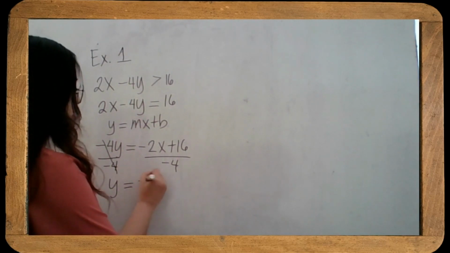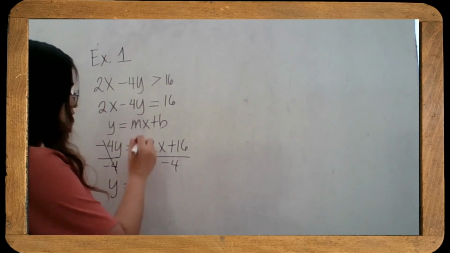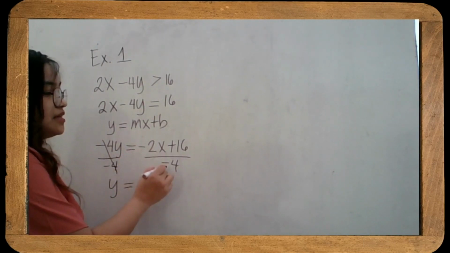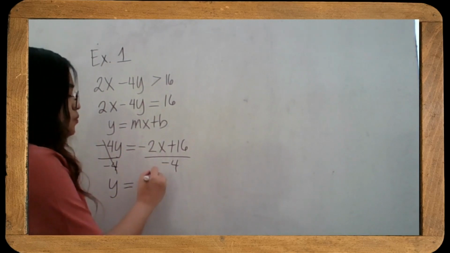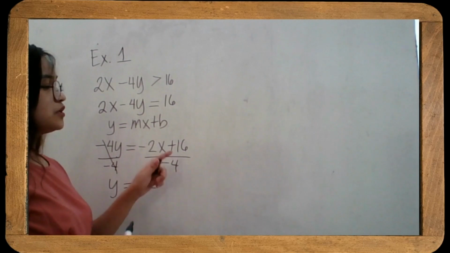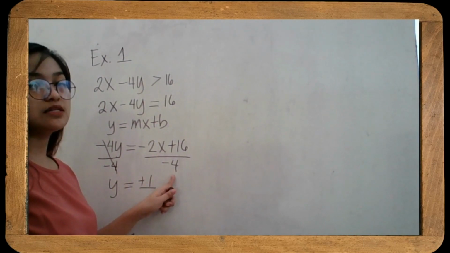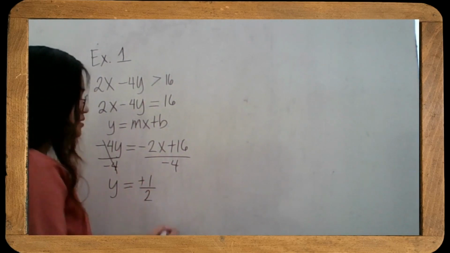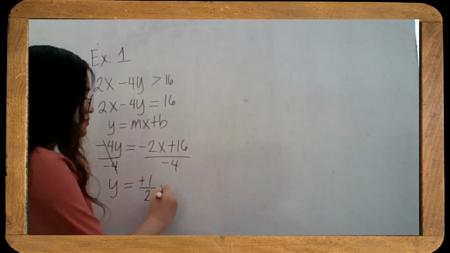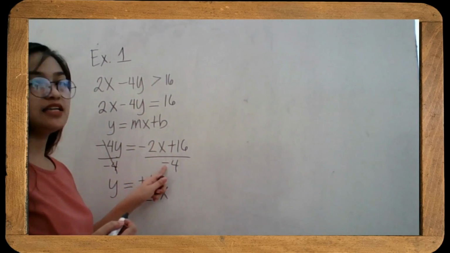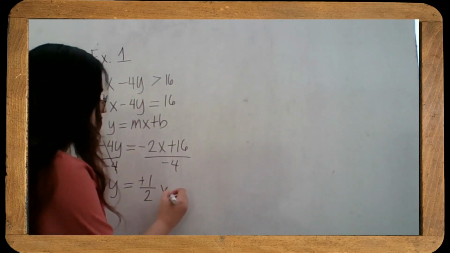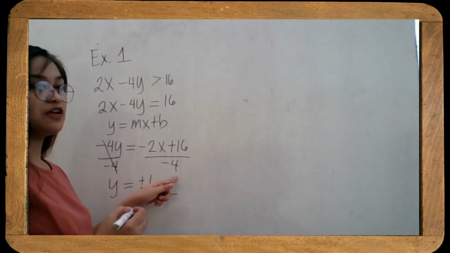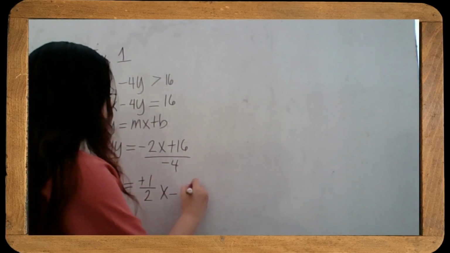So, we have negative, it's not negative because negative divided by negative is positive. So, we have 1 all over 4 divided by 2 is 2. And then, bring down the x. Positive divided by negative, the answer is negative. 16 divided by 4 is 4.